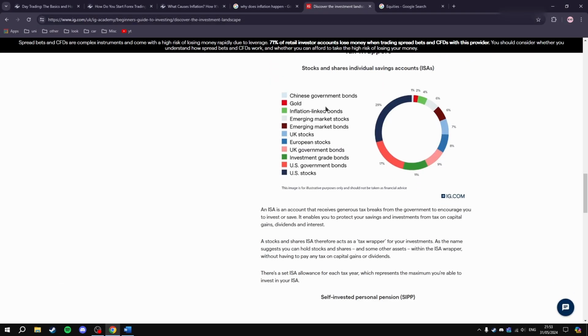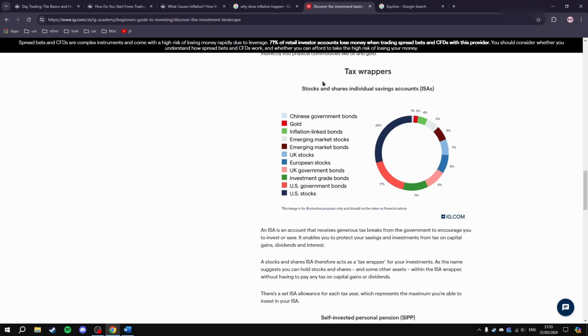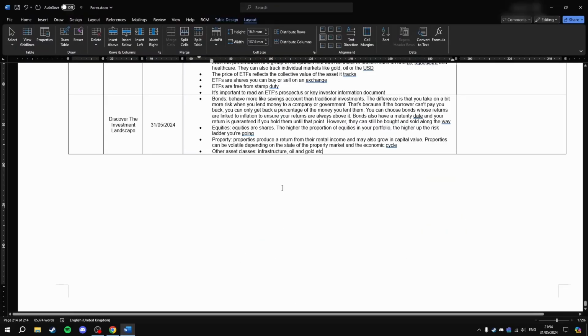Tax wrappers. Stocks and shares individual savings accounts, ISAs. An ISA is an account that receives generous tax breaks from the government to encourage you to invest or save.